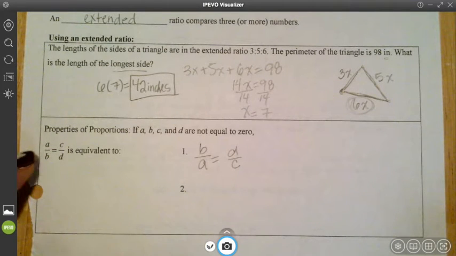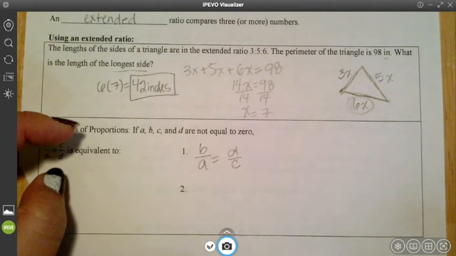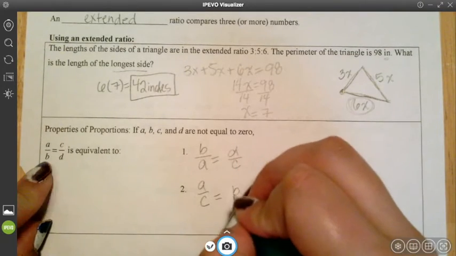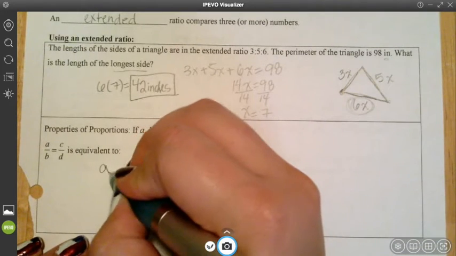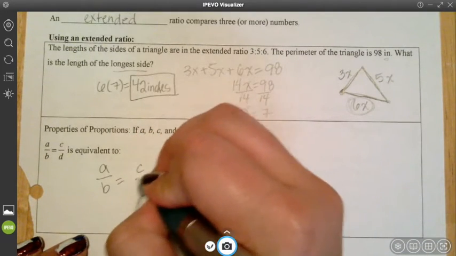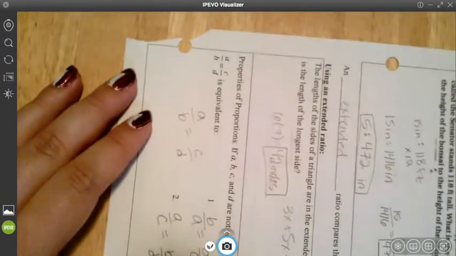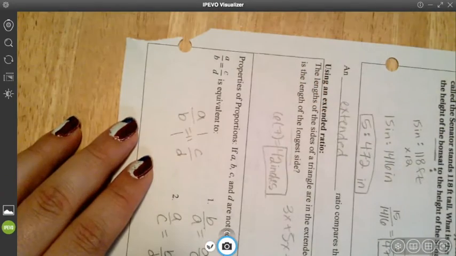Okay, so if I reciprocate both sides, they'll still be equal. The other thing we can do is kind of taking this ratio and turning it. So it's going to be a over c equals b over d. Now, the reason we can do that is because this relationship, a over b equals c over d, also works if we turn it sideways. A over c equals b over d.